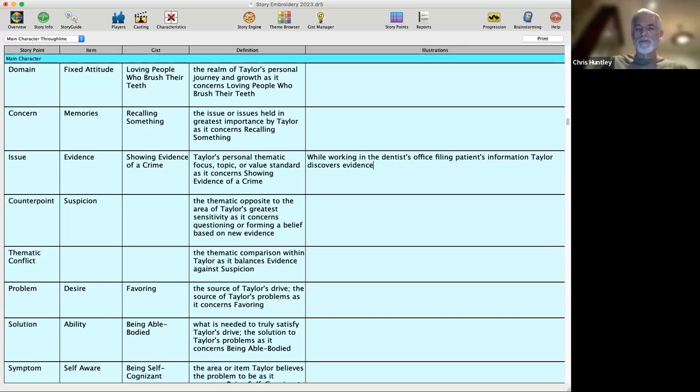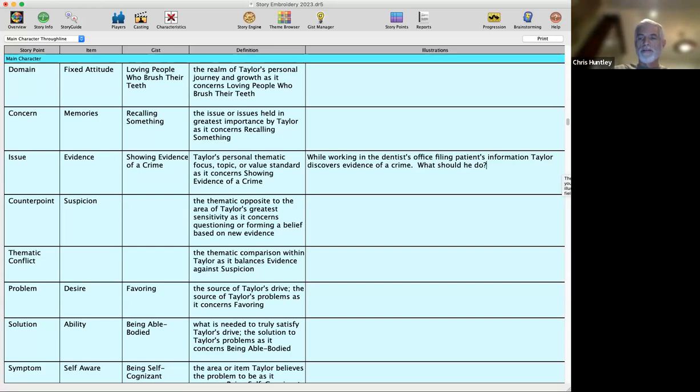Okay, I'll just put it this way. While working in a dentist's office filing patient's information, Taylor discovers evidence of a crime. So he's dealing with the angst of, oh my God, what do I do about this? We don't have to answer that question. We're just posing it, as you described, a very important moment in the story, and so it's perfect.